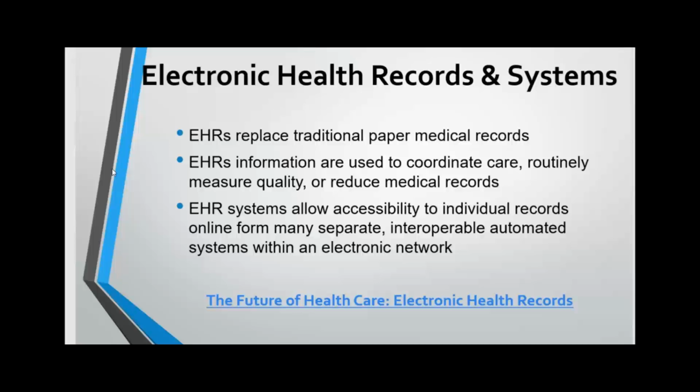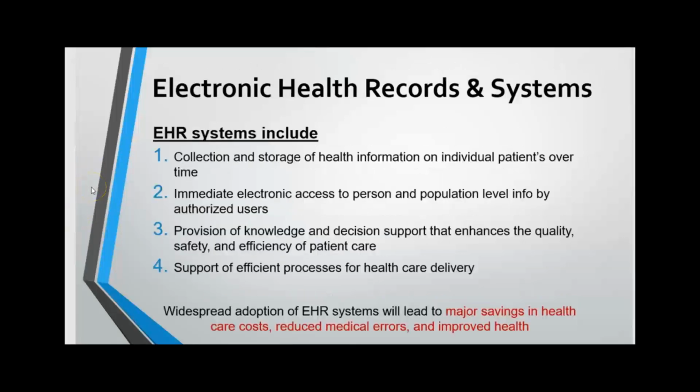First, EHRs replace traditional paper medical records. The EHR information is used to coordinate care, routinely measure quality, or reduce medical errors. And EHR systems allow accessibility to individual records online from many separate interoperable automated systems within an electronic network. All right, now the following slide provides four main components of a fully developed electronic health record system.